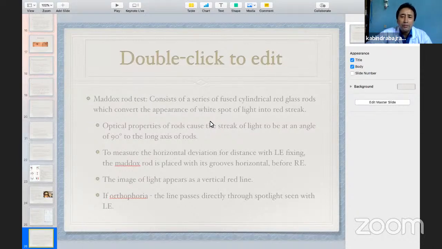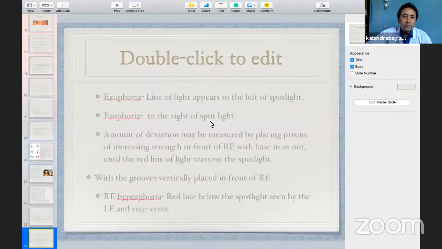So to measure horizontal deviation for distance with left eye fixing, Maddox rod is placed with the grooves horizontal before right eye. The image of light appears as a vertical red line. If orthophoria is there, the line passes directly through the spotlight seen with left eye. If exophoria, then the line of light appears to the left of the spotlight. In esophoria, to the right of the spotlight. This Maddox rod test can be used to measure even the prism diopter deviation.